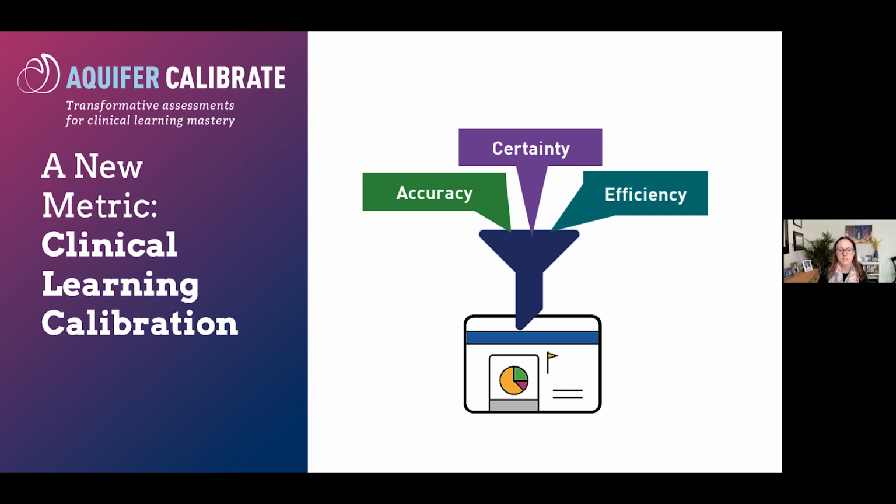Embedded within the system and reporting, our new metric, the clinical learning calibration, provides students with a more granular and useful tool to assess their current knowledge base and applied understanding. The new dimensions of certainty and efficiency, which serves as a proxy for the ability to recall and make a clinical decision in real time, in addition to accuracy, provides students and faculty deeper data for understanding cognitive competence.